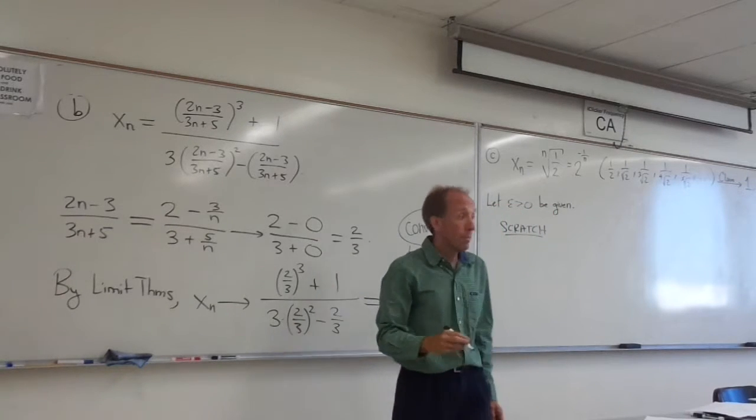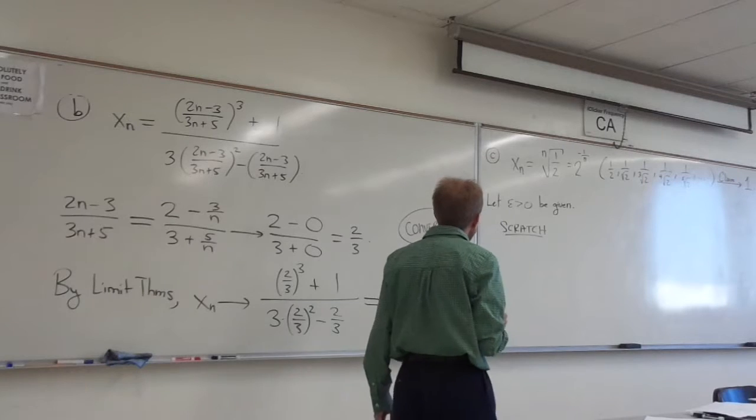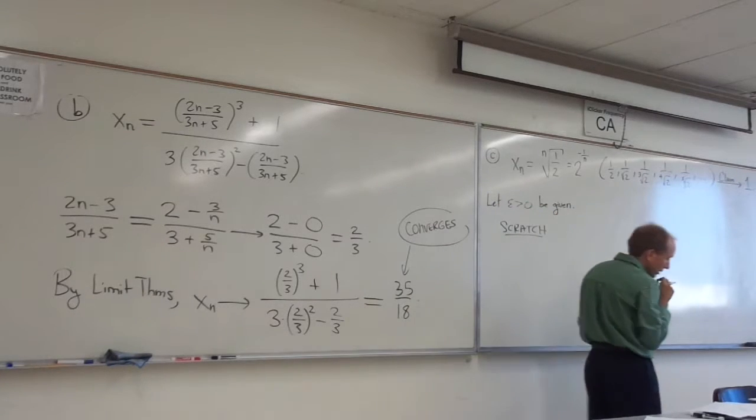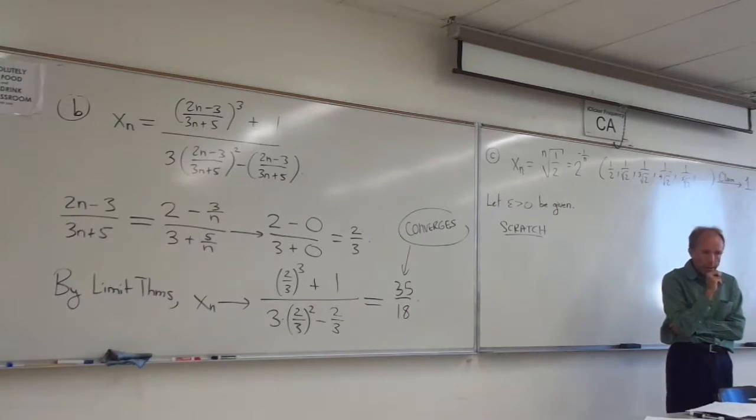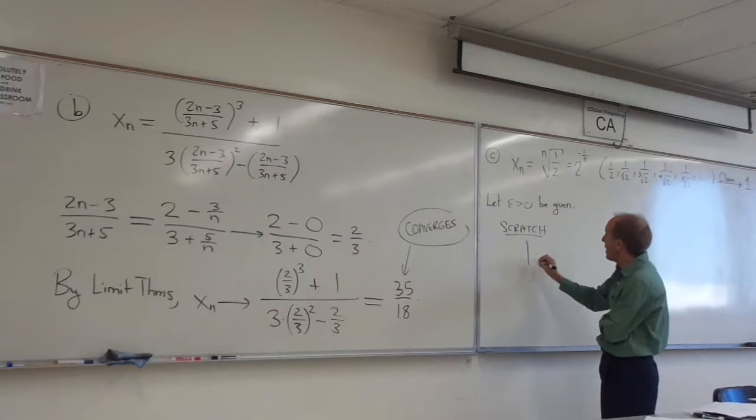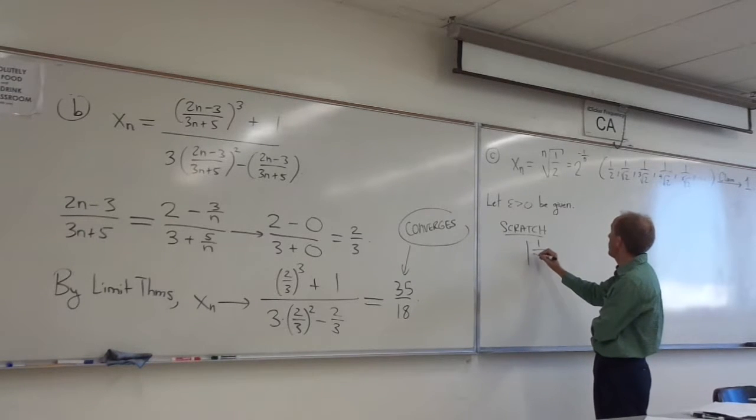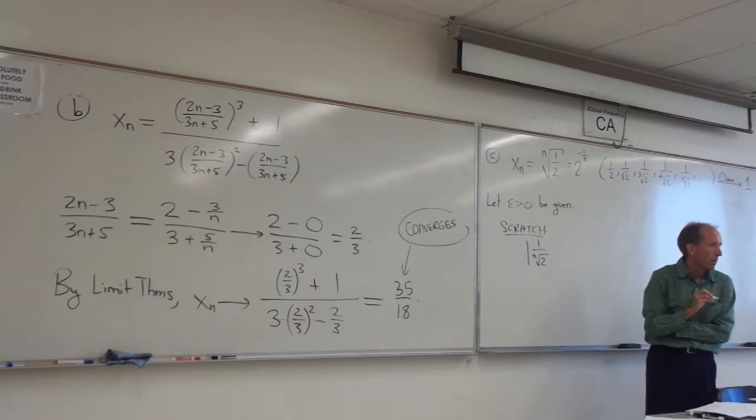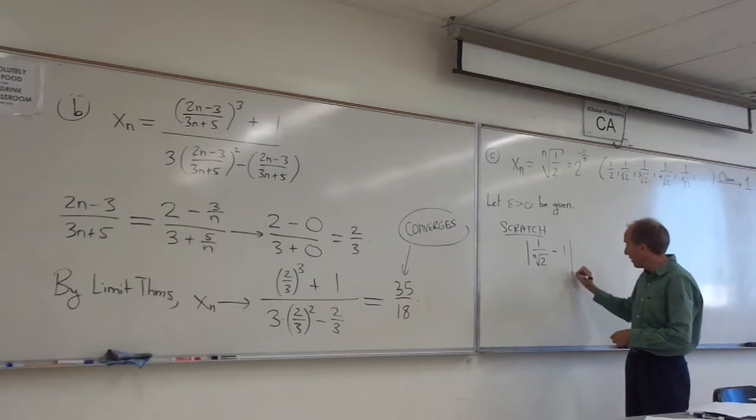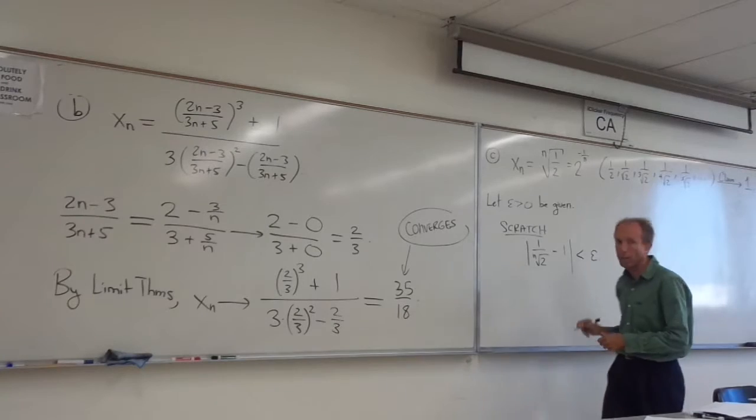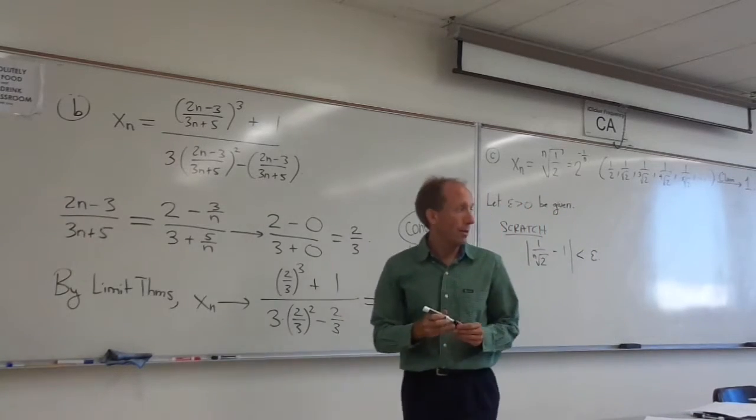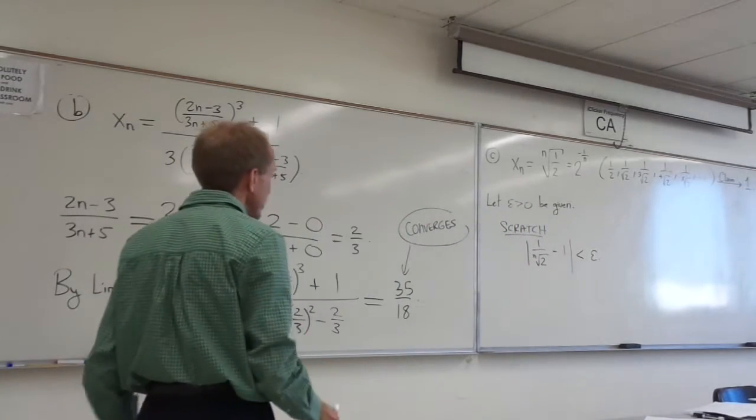And then go from there. So in the scratch work, let's see, how's this going to work? We're going to want to make the absolute value of 1 over the nth root of 2 minus 1 less than epsilon, right? This is what we want. So we're working backwards for a second.